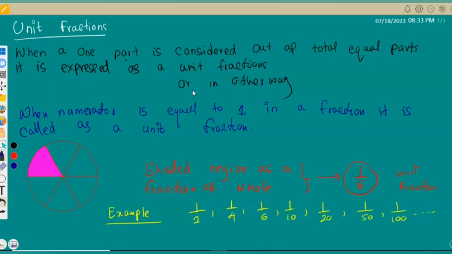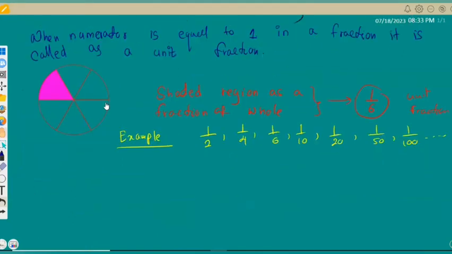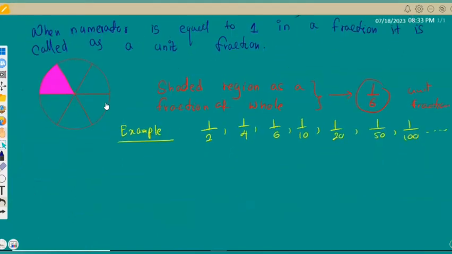Okay, Putri, finish. Yes, teacher. Have all of you finished? Yes, teacher. Yes, teacher. No, teacher. Okay, then let's see.